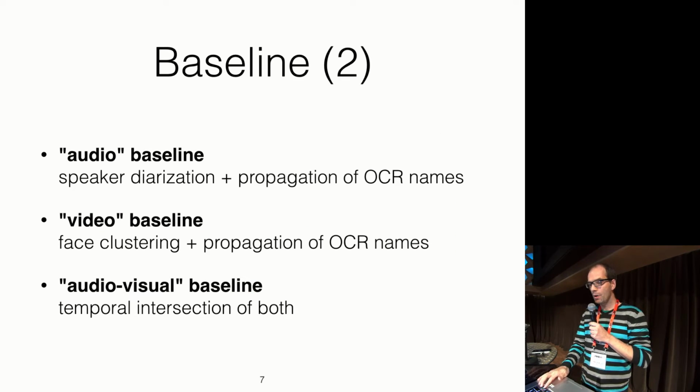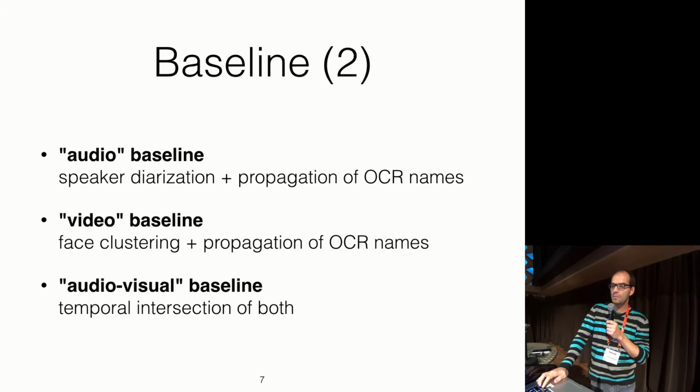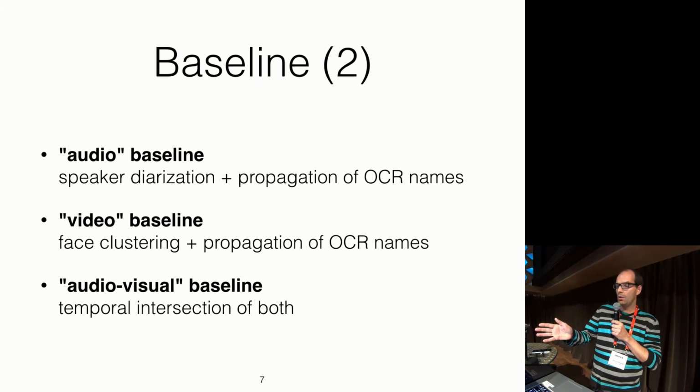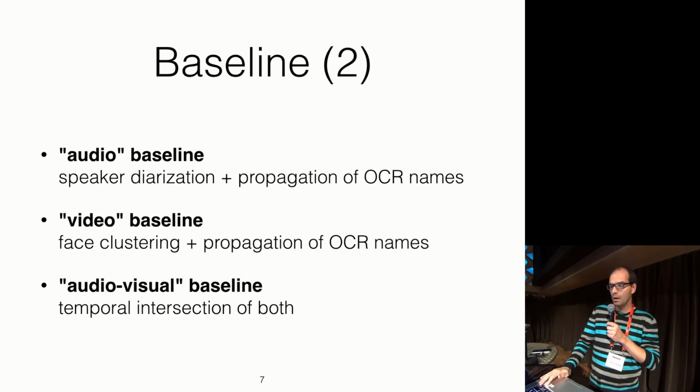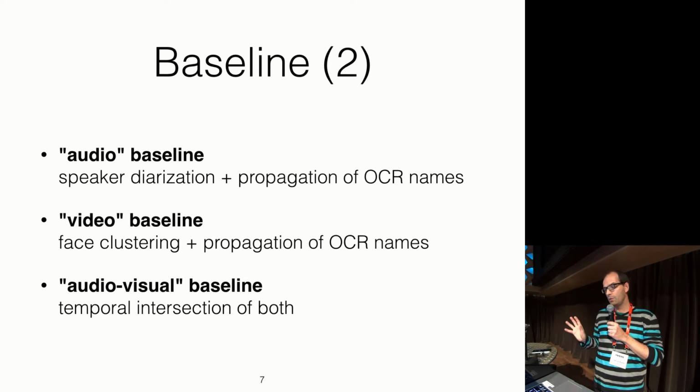The first baseline was what I call here the audio baseline. It's not completely audio, but basically it relies on speaker diarization and then on the propagation of the names that were detected in the video to the speaker clusters. The video baseline is the equivalent but for faces, so we first do face clustering and then we try to name each face cluster based on the detected overlay names.